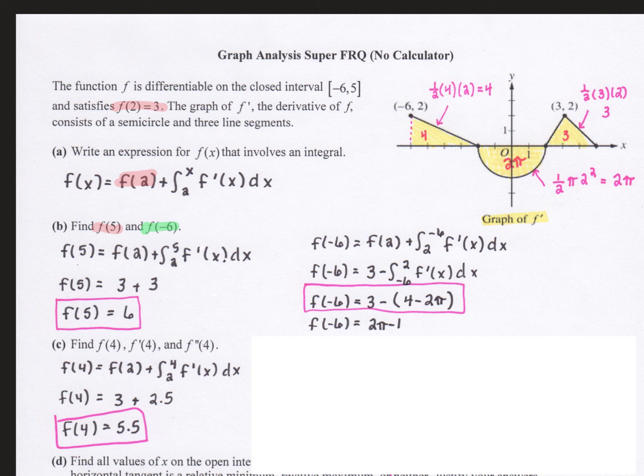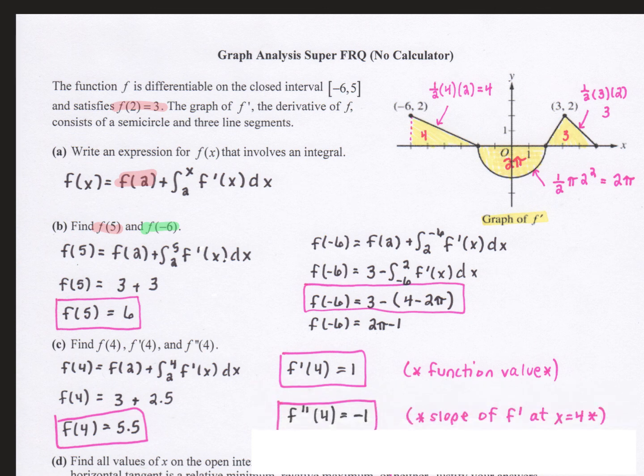For f prime of 4, since this is the graph of f prime, all I'm doing for f prime of 4 is simply giving that function value. So I can see that at x equals 4, the function value is a 1. So f prime of 4 is 1. The next question in part C wants f double prime. And if I'm looking at the graph of f prime and I want f double prime, that is asking for the slope of f prime at x equals 4. So at x equals 4, I just count this slope right here, just a rise over run.